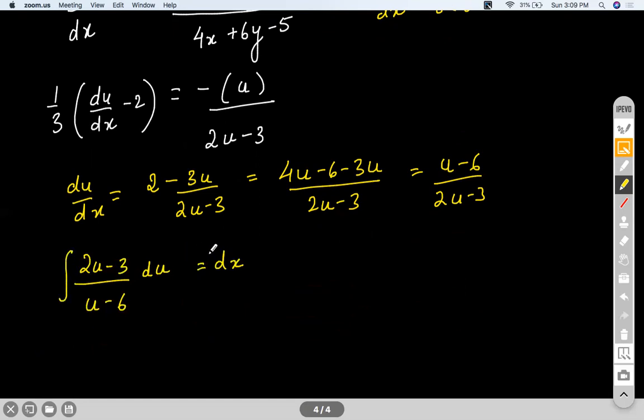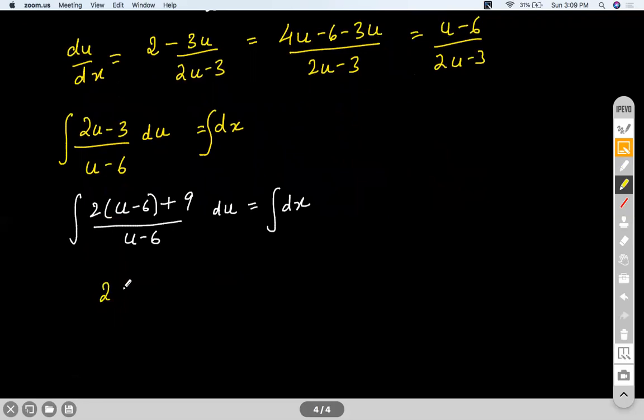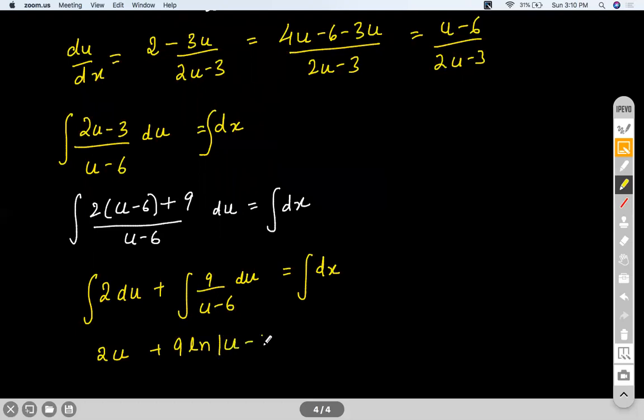Now, a perfect state for us to start integrating both the sides. Now, how do we integrate our left hand side? To integrate our left hand side, we'll try to generate a u minus 6 on the top, which is quite easy. You can do it as 2u minus 6 plus a 9. Right? See, all you are using here is your skills of indefinite integrals, nothing else. So this becomes twice du plus 9 over u minus 6 du is equal to dx. Okay, so that is nothing but 2u plus 9 ln mod u minus 6 is equal to x plus c.